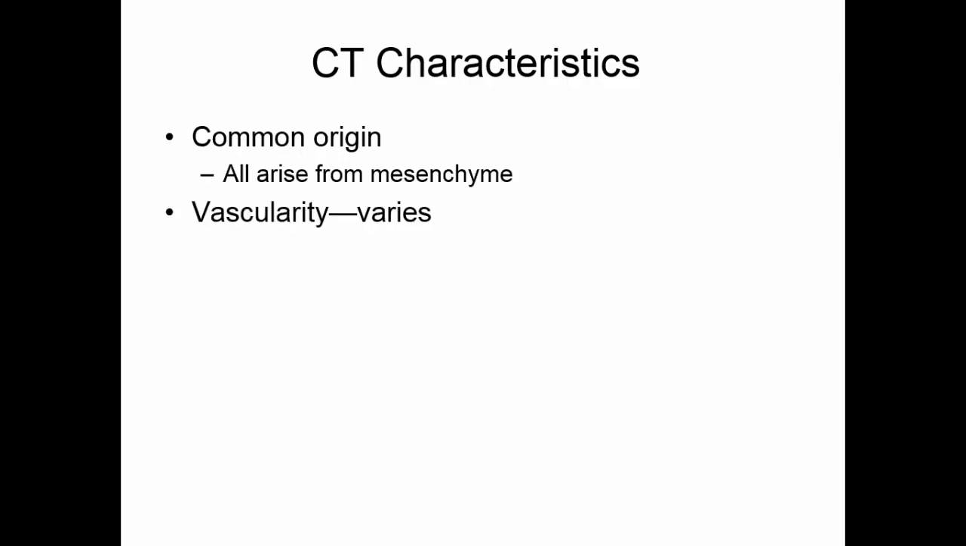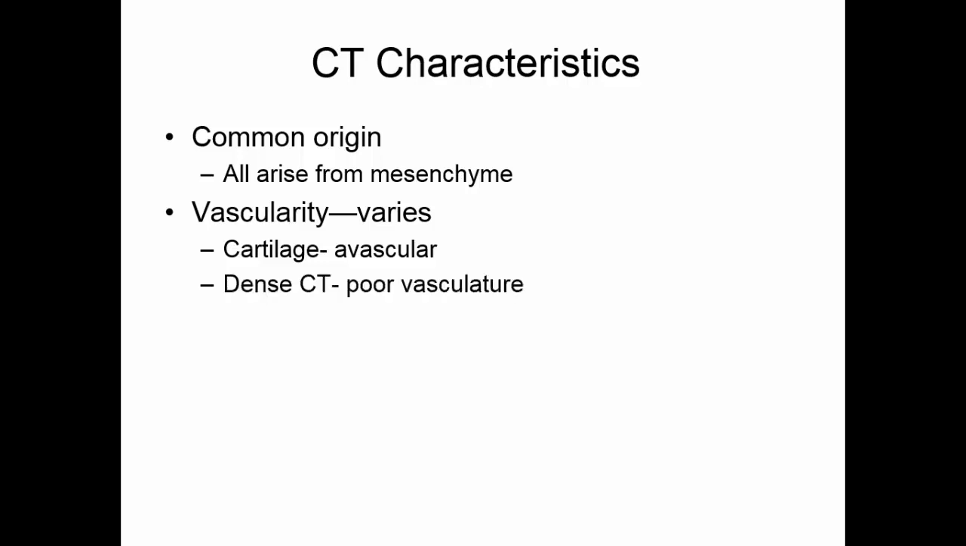They have varying degrees of vascularity. Cartilage, for example, is avascular. There is no direct blood supply to cartilage. Dense connective tissue has some vascularization, and bone has a very rich blood supply.